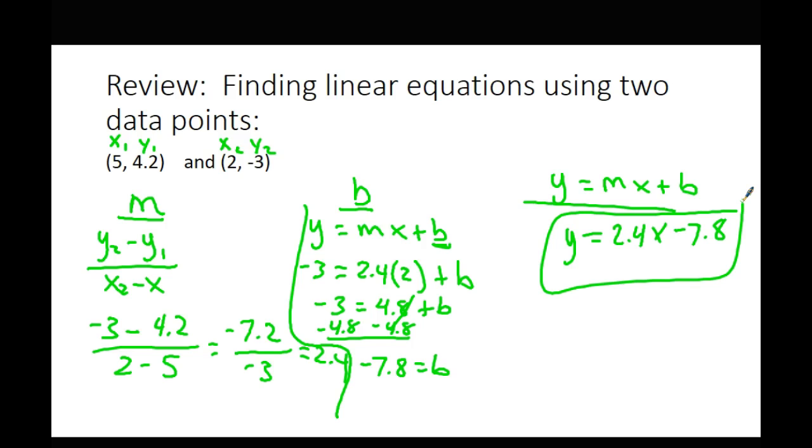How to do that. So on the next slide, the reason we did that is because I'm going to give you a story problem, a word problem, and you're going to find two different models that fit the data. You're going to do an exponential and you're going to do a linear, and then you're going to decide which one actually fits the data best. Okay?